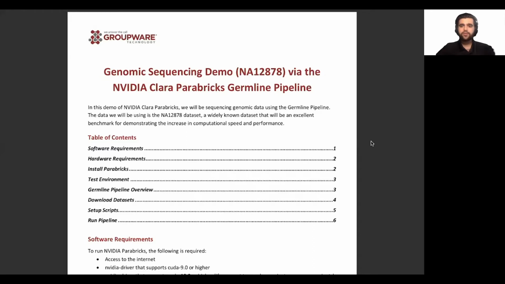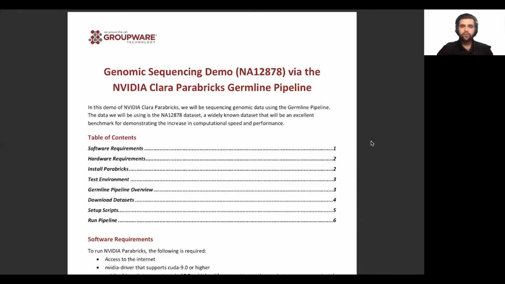Today we're going to be doing the second video in our series on NVIDIA Clara Parabricks. Specifically today, we're going to be talking about the Germline pipeline. We're going to be doing a genomic sequencing demo using the NA12878 dataset. It's a very well-known dataset, which will be an excellent benchmark for demonstrating the increase in computational speed and performance. So let's get right into it.